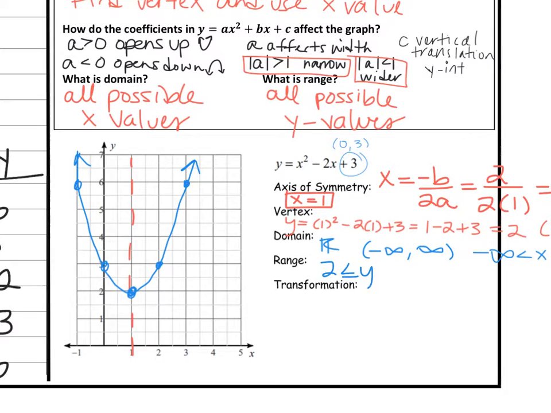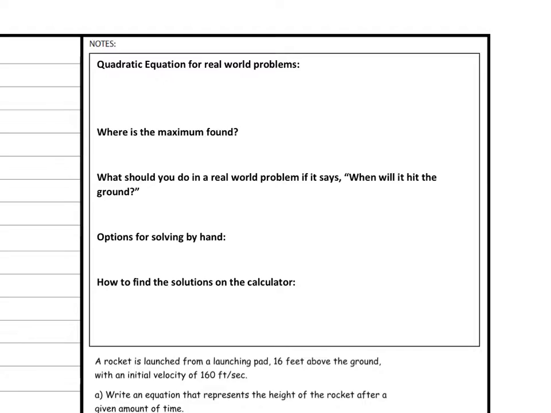And then the transformation, yes, there is, because your c value is 3. You need to be using these words: translation, up 3. You need to know h of t, the height, is a function of time, equals negative 16t squared plus vt plus h naught, which remember is your starting height.